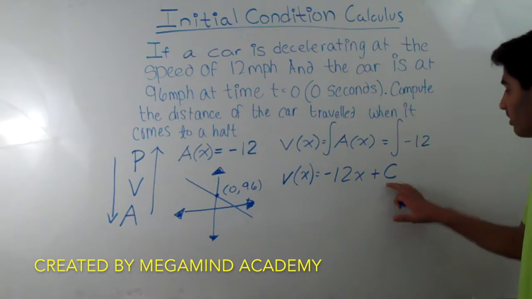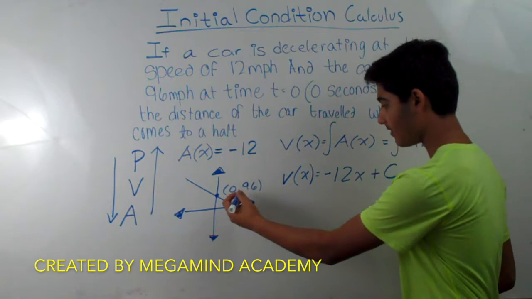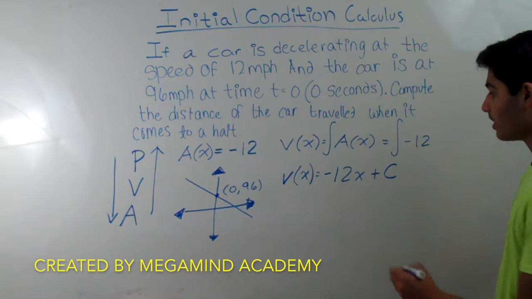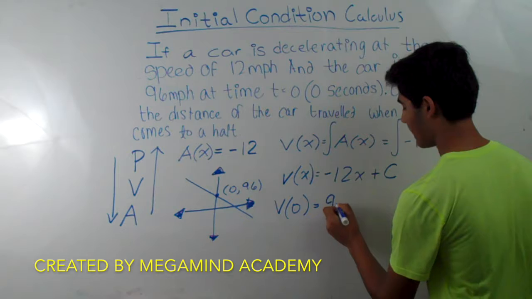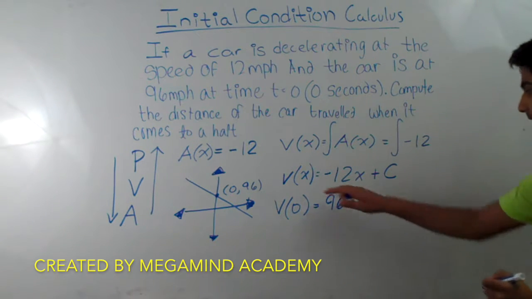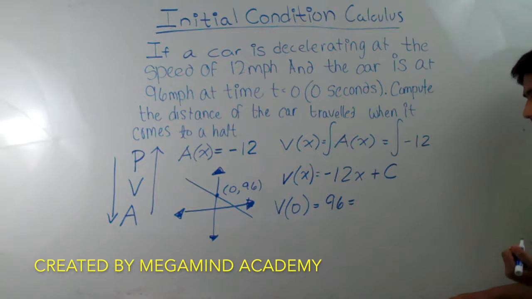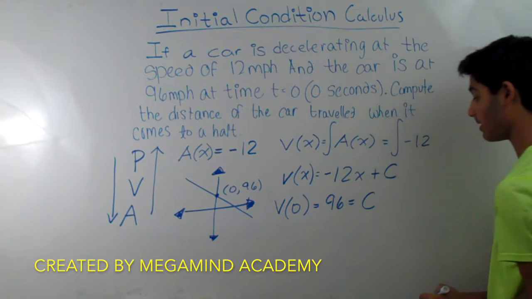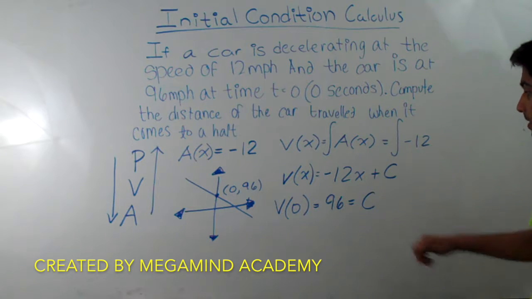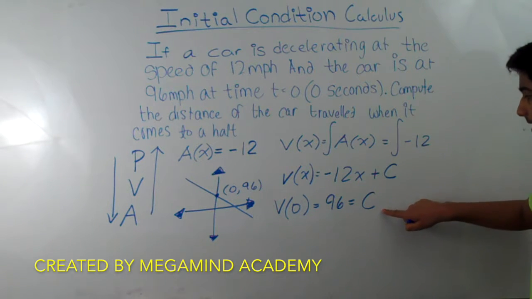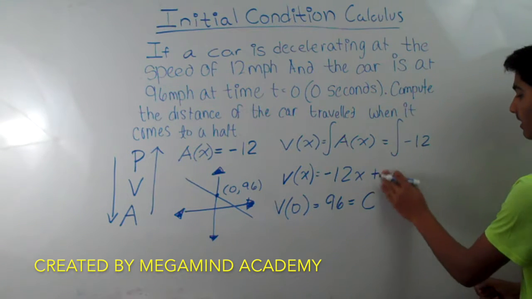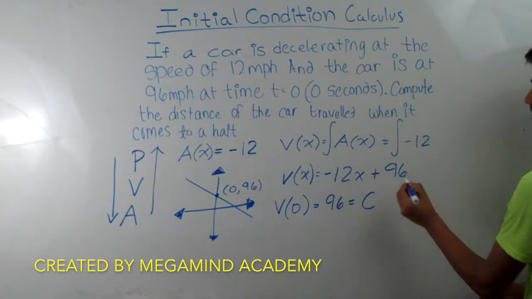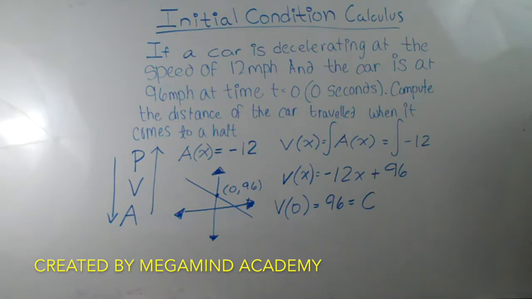So that means that we can compute the value for c if we plug in the x value and set it equal to 96. So we have v of 0 is equal to 96, which would be equal to, now we plug 0 into this function, negative 12 times 0 is 0, plus c is just c. So we get c is equal to 96. So now we know that because c is equal to 96, the velocity function is negative 12x plus 96. Take a moment to see how we got there. Now we'll erase it.